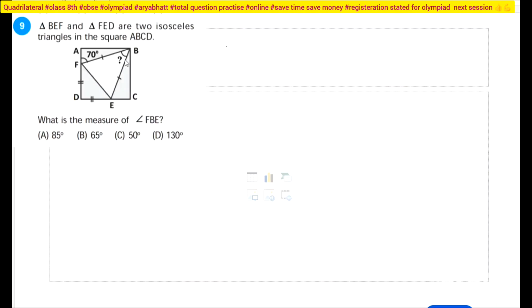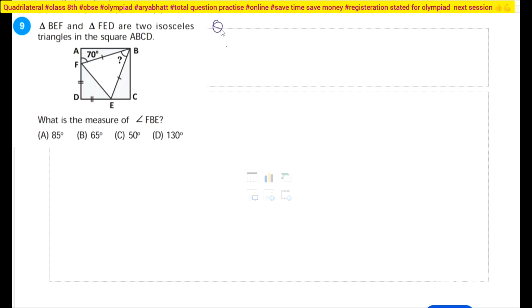See, they have given a figure. Now in this figure, they have already told that BEF and FED, FED means this one and this one, both are isosceles triangles in the square ABCD. Means they have given the isosceles triangles, they have given the square also. So I will just put the values now. So how can I put the values?